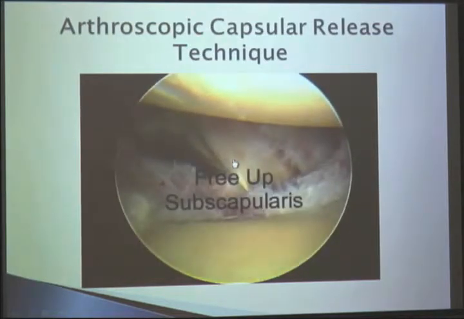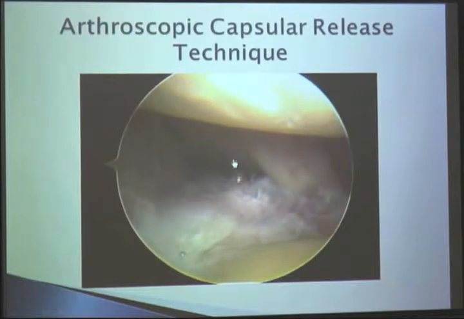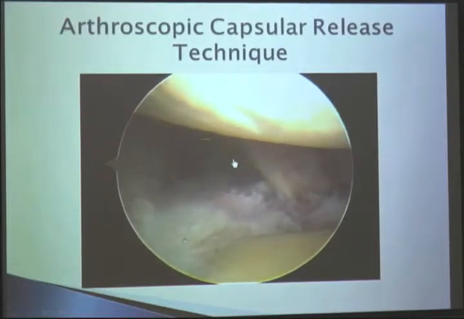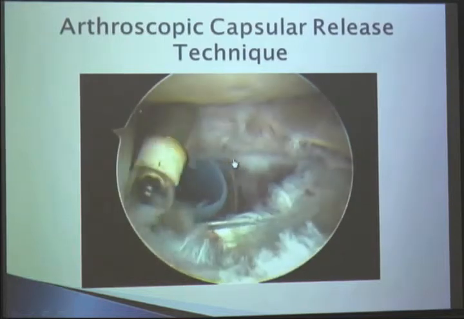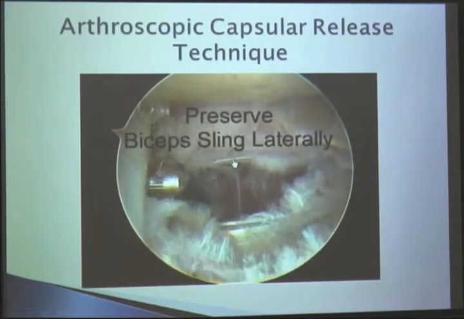So I put it back in the back using switching sticks. We're going to free up so you can identify the upper border of the subscapularis, and you've got to remove all the tissue in the rotator interval. You want to preserve laterally the biceps sling. You're not looking to generate instability. And you can see into the subacromial space once you've done this.